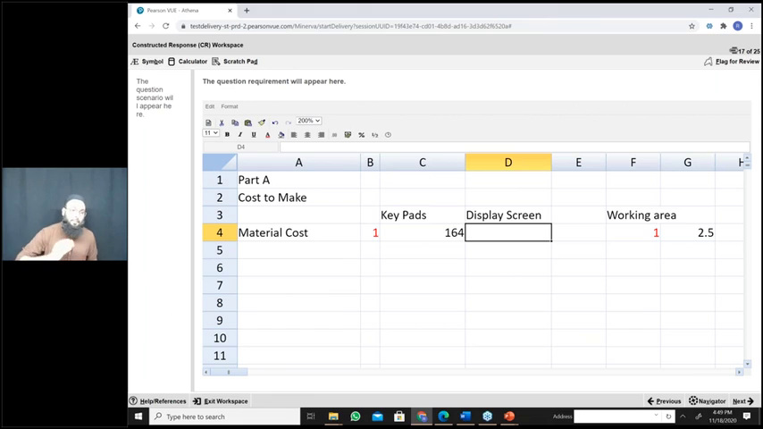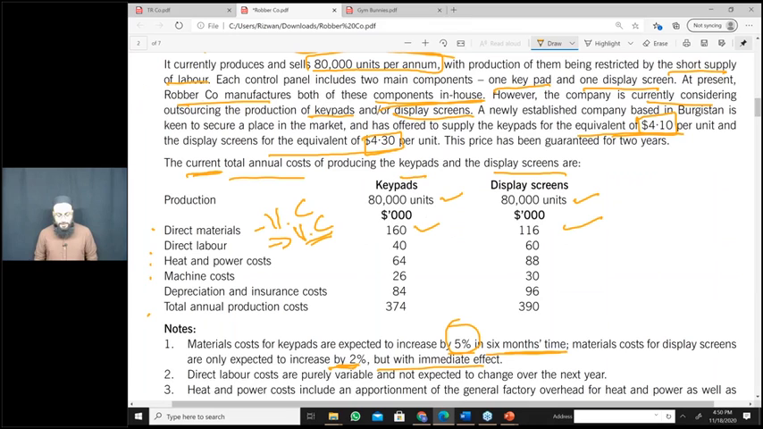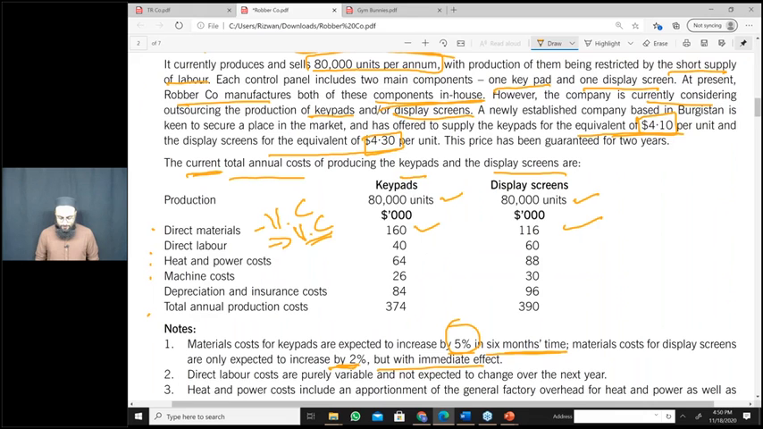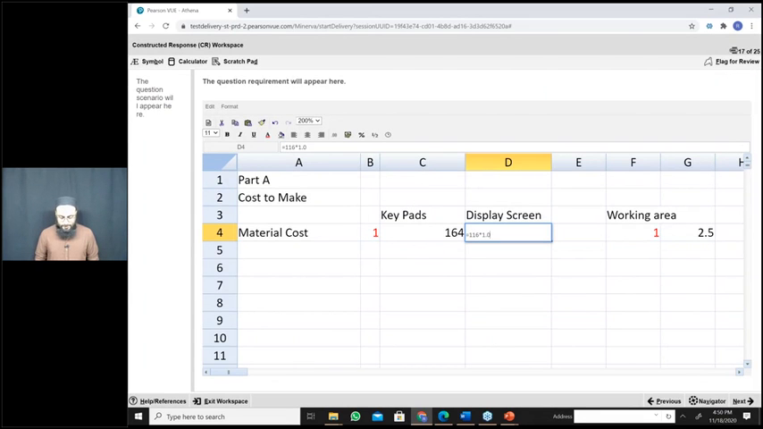And this is what you have to do in the paper as well. For display screen, it's 116, and the 2% increase will be applied with immediate effect. So it's simple: 116 multiplied by 1.02, and that is 118.32. Now I'll tell you the marking scheme here as well. For this calculation, you will get 1 mark out of 8.